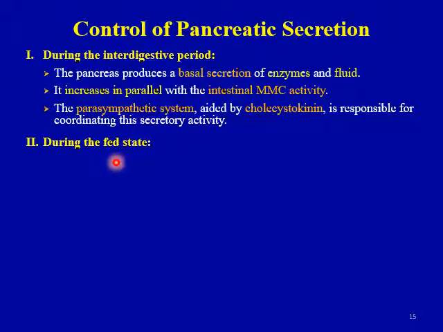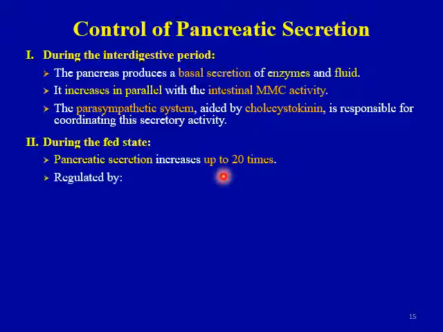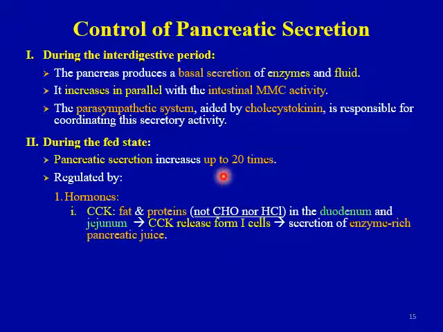During the fed state, the controllers are different. The pancreatic secretion increases up to 20 times, a 20 times increase in the volume of pancreatic secretion. It is regulated mainly by hormones. These hormones are cholecystokinin, whose release is triggered by the presence of fat and proteins in the chyme that is delivered to the duodenum. So fat and proteins in the duodenum and the jejunum will stimulate the release of CCK from the I cells or CCK cells in the intestinal glands.